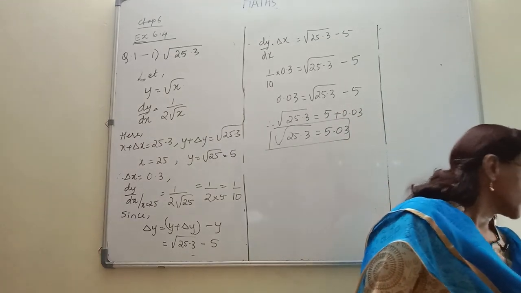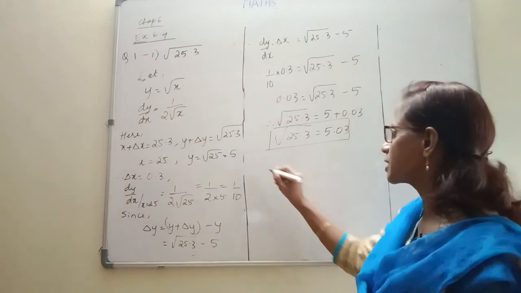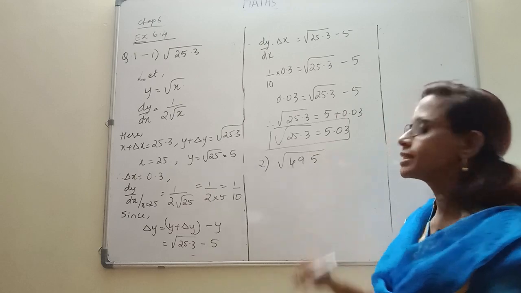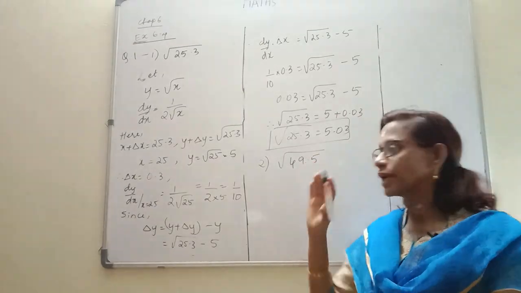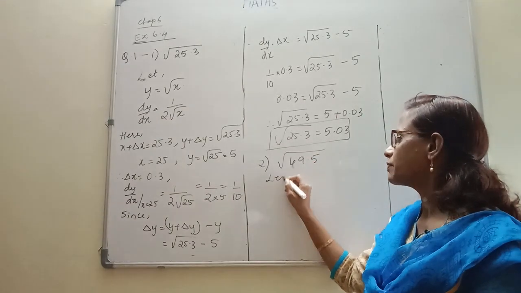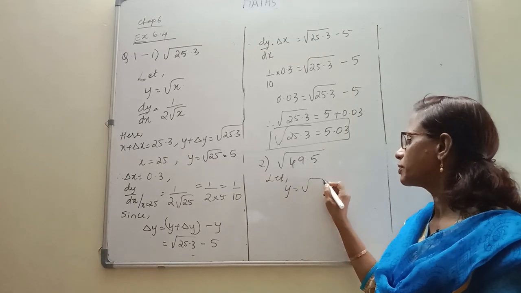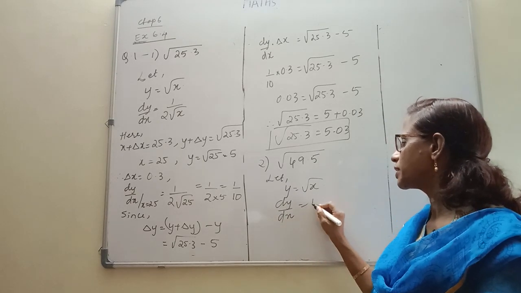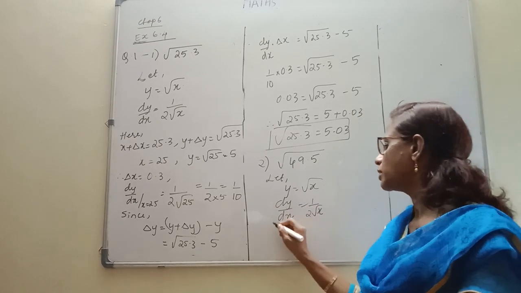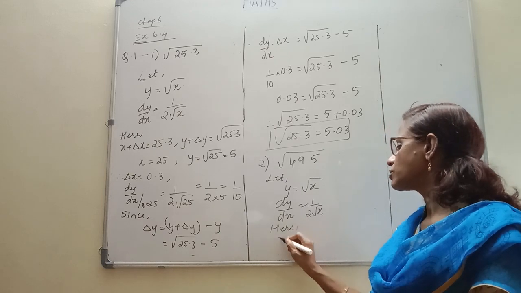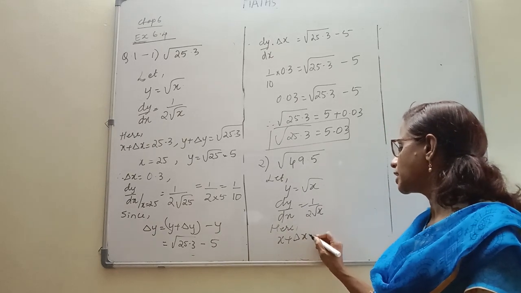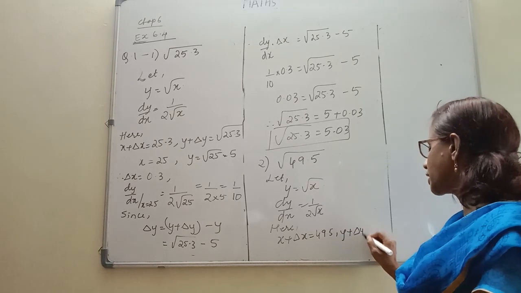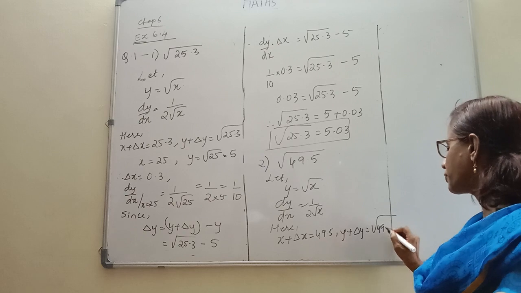So we can also quickly move to the next sub question, that is root of 49.5. Same way, as we had done in the previous one. First we have to define y. It's very clear from the problem that we define it as root of x. So that gives dy by dx, which is 1 by 2 root x. Then we have to fix the standard values. So x plus delta x is 49.5, and y plus delta y is root of 49.5.